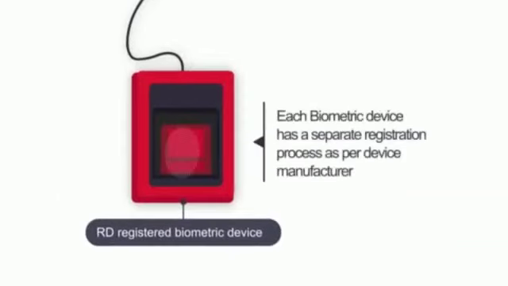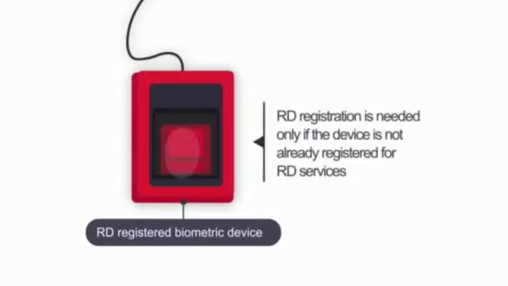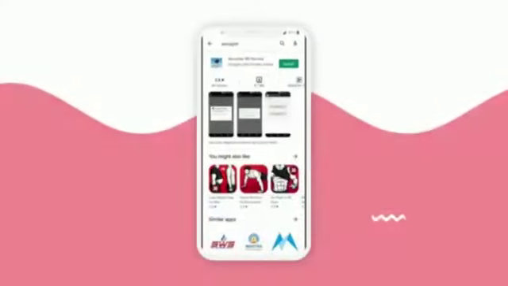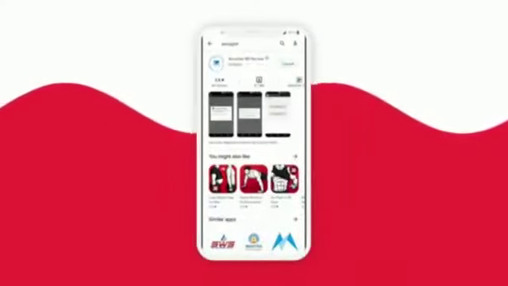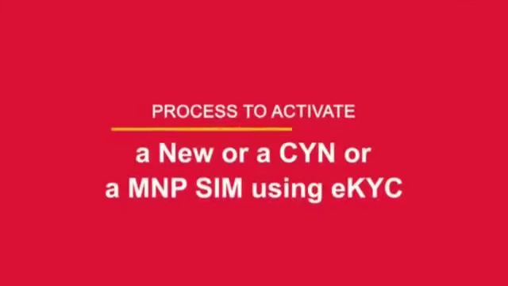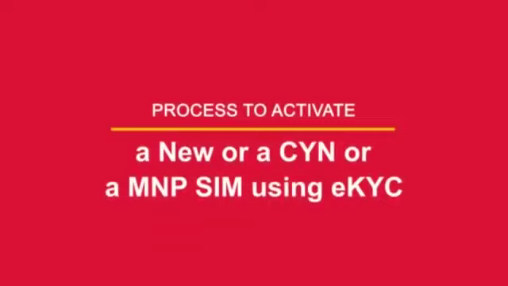Note that each biometric device has a separate registration process as per device manufacturer. Note that retailers need to do RD registration only if the device is not already registered for RD services. To register the RD services on a biometric device, retailers need to download the respective device manufacturer's mobile app from the Play Store. Process to activate a new or a CYN or a MNP SIM using eKYC.